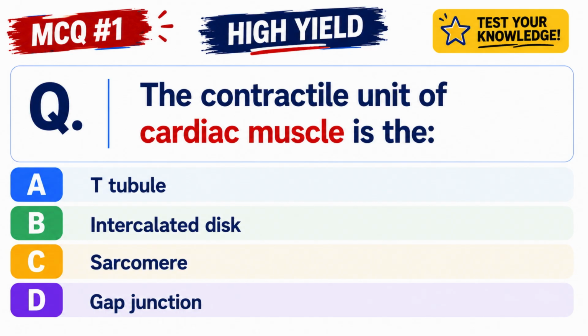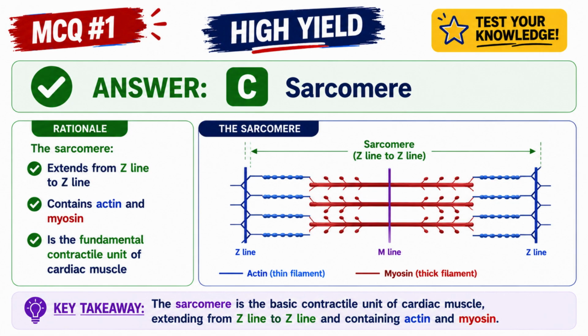Let's go. Question 1. The contractile unit of cardiac muscle is the A. T-tubule, B. Intercalated disc, C. Sarcomere, D. Gap junction. Pause if you need to think. The answer is C. Sarcomere.